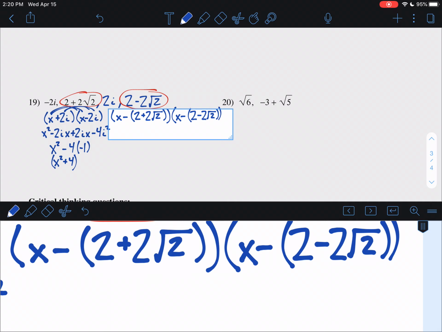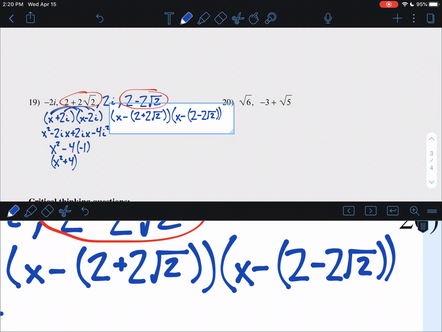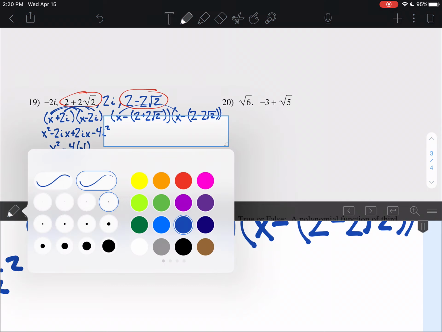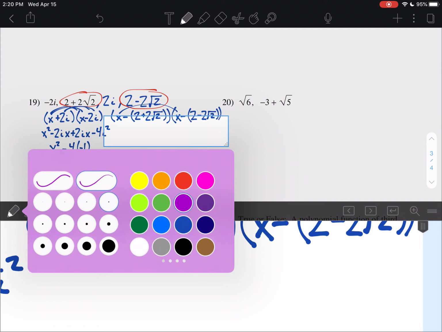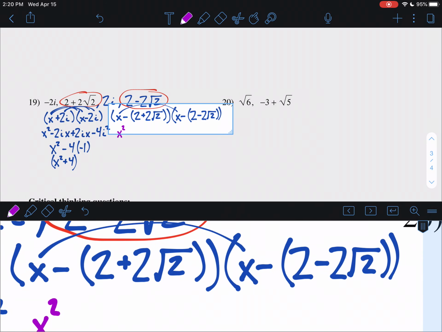Now I have this part here. And this part is going to be a little bit trickier. So first things first, I got x times x. It's going to give me x squared. I'll do it in a different color just so I can differentiate it from that stuff over there. We'll go with the purple. So I got x squared. And then I have x times negative 2 minus 2 square roots of 2.